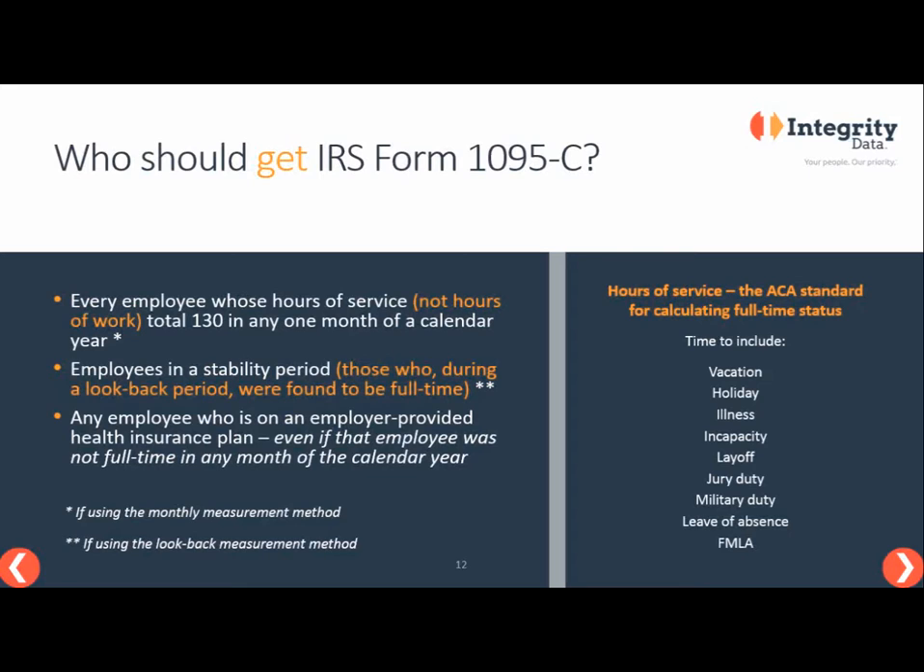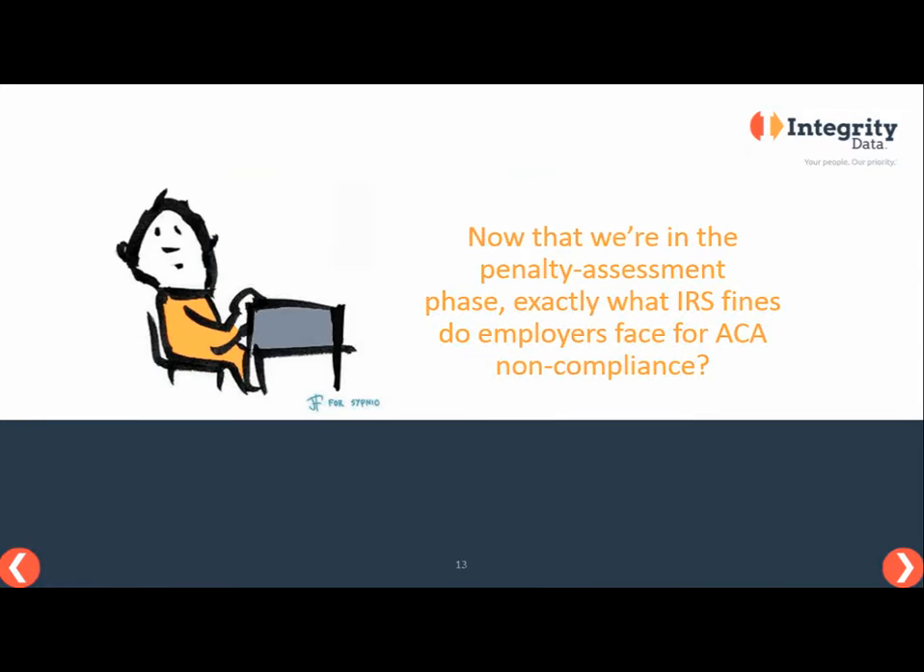So who gets an IRS Form 1095-C? If you're on a monthly measurement method, anybody that works 130 hours in any 1 month of the calendar year. If you're in a look-back measurement method, those people that were tested and were eligible for health care coverage during their stability period. And then any employee who is on an employer-provided health care plan, even if that employee was not full-time in any month of the calendar year.